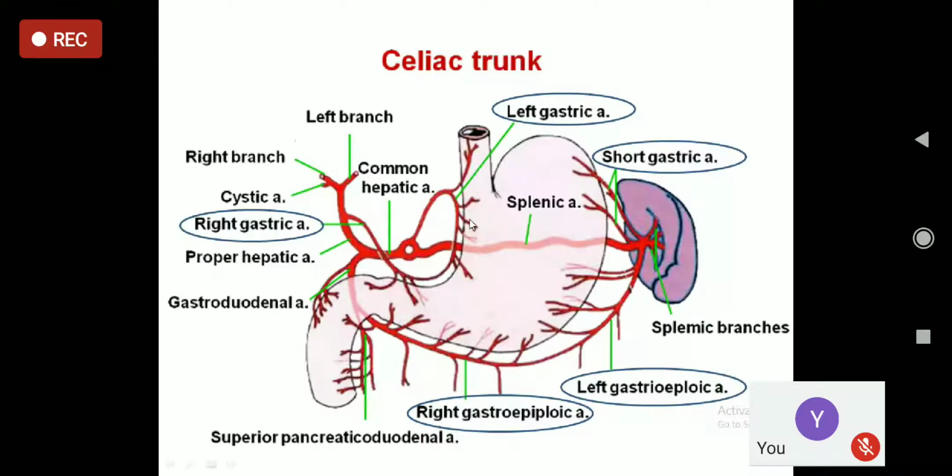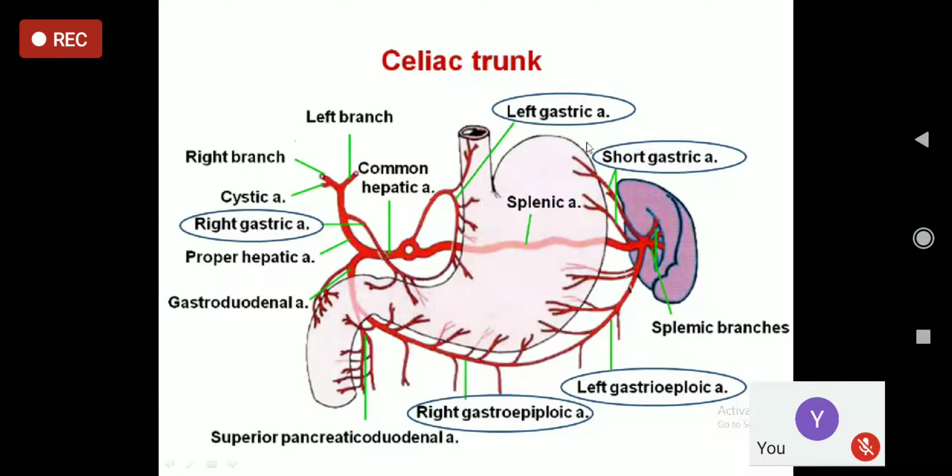See, it is easy for you to remember. The upper part of the stomach is supplied by the left gastric artery because, when we compare the lesser curvature, this part lies towards the left side of the body and this part lies towards the right side of the body. Are you getting my point? So the upper part of the lesser curvature is supplied by the left gastric artery, and the lower part of the lesser curvature is supplied by the right gastric artery, which is a branch of the proper hepatic artery.